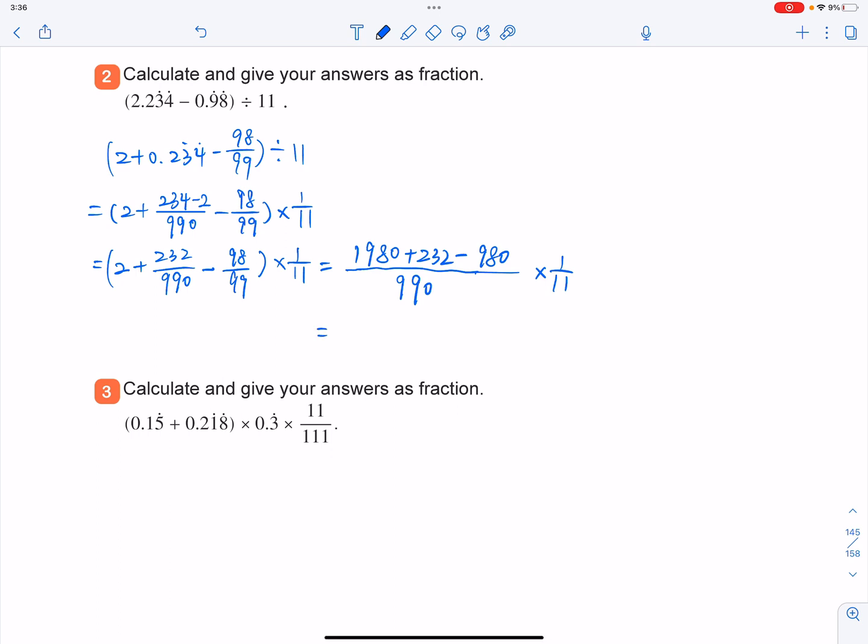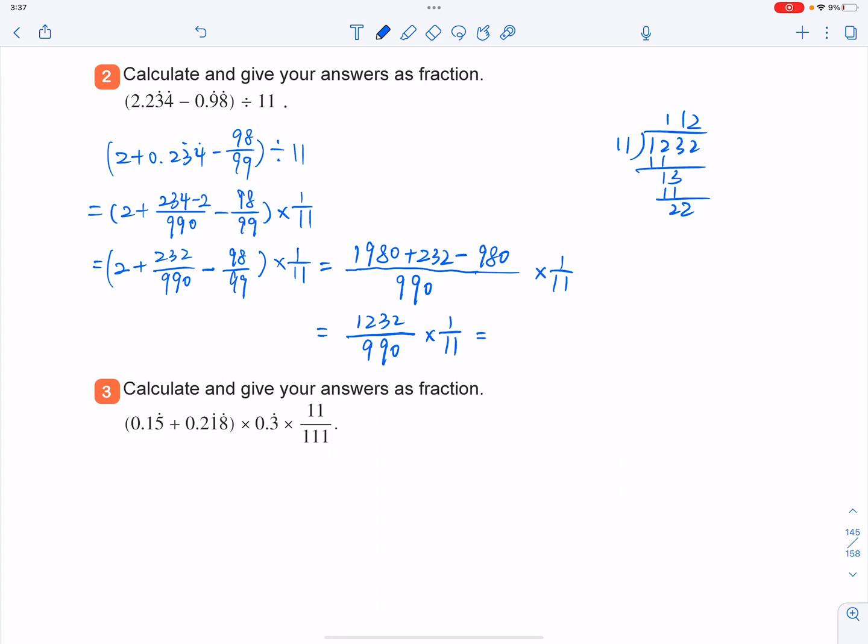So what do we have? 1980 minus 980, you got 1000, and plus this number will be 1232 over 990 times by 1/11. That's exactly divisible by 11. 1232 divided by 11. You got 1 here, and you got 13, and you got 1, that is 11. You got 2 and 2, that'll be 2.